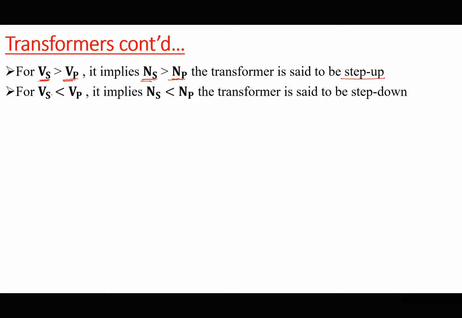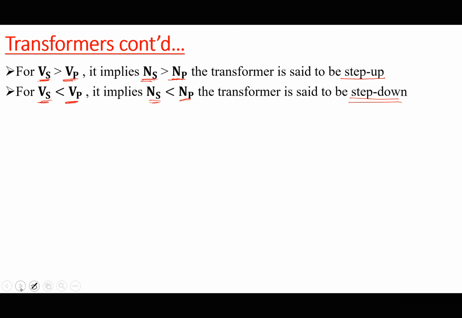If you want to take down the voltage from the secondary output to be less than the voltage we input in the primary, then we must make sure that the number of turns of the secondary is less than the number of turns in the primary. And this is what we shall call a step-down transformer.